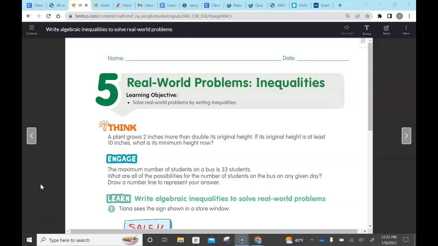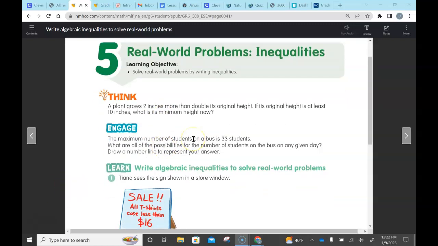I know in the video previously we were taking a look at equations and inequalities, and now what we're going to do is look at real world situations and write inequalities based upon them. So the first part we're going to look at is writing algebraic inequalities to solve real world problems.